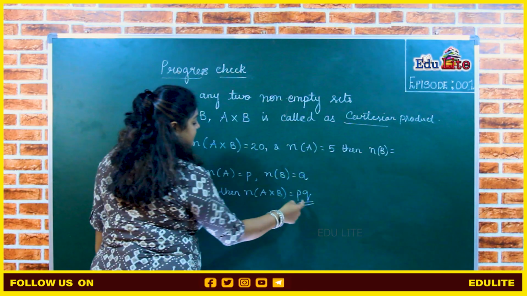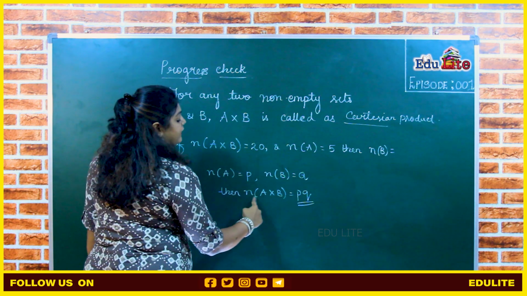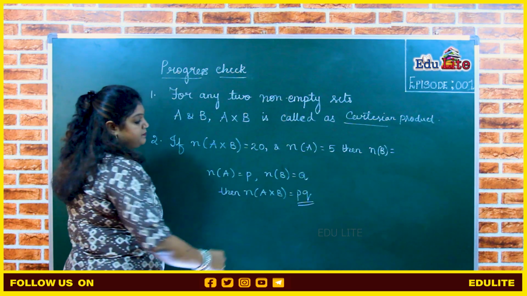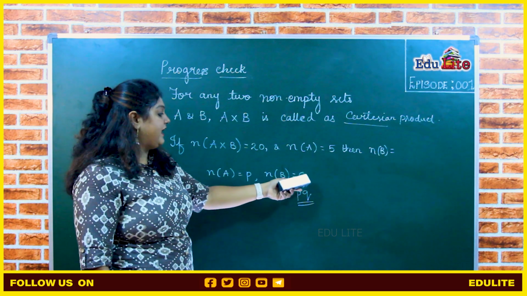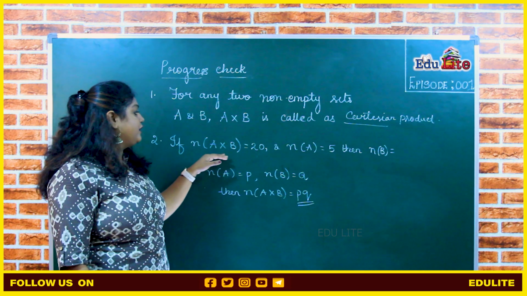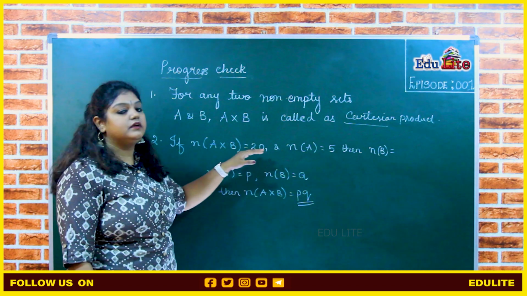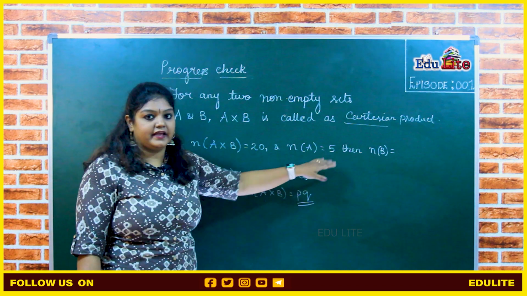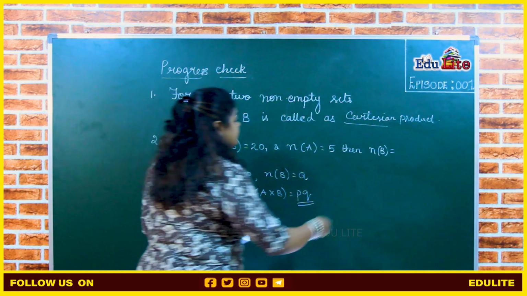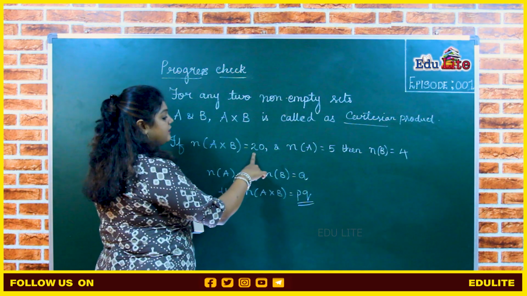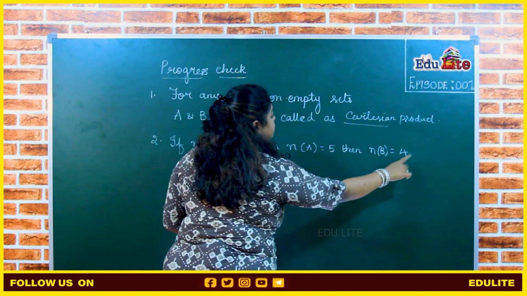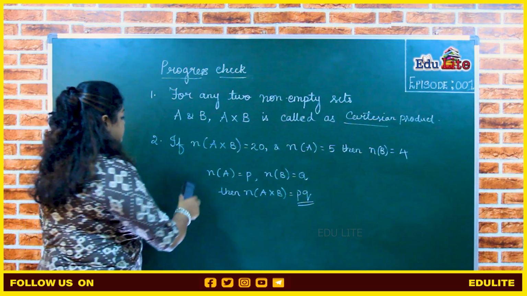Now in this problem we are given n of A cross B as 20, as well as n of A as 5, which is P. Then from this we can find the value of Q. How to find it? To get 20, n of A is given as 5. Which number, if we multiply with 5, will give 20? We know that it is 4. So n of A cross B is given as 20, n of A is given as 5, and we found n of B as 4.